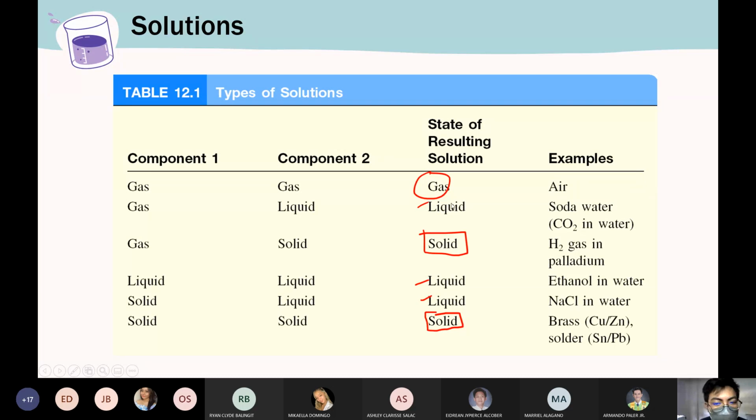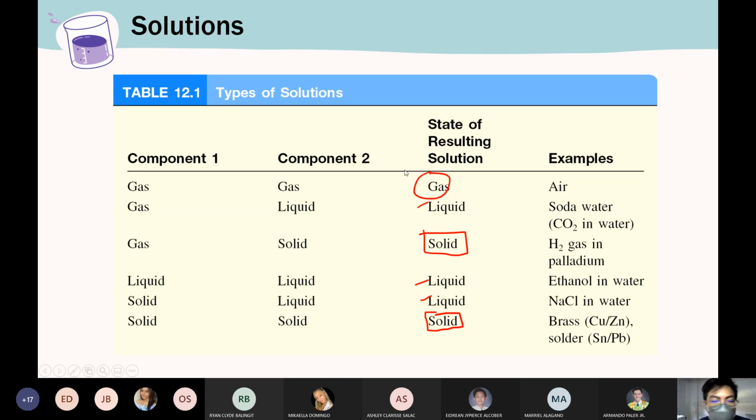Pag liquid, we are very familiar with all this. For example, ethanol in water, sodium chloride in water, yung nasa dagat, kaya maalat siya. The soda water, basically ito yung soft drinks. Okay? So yan, mga liquid yan and familiar talaga tayo dyan.